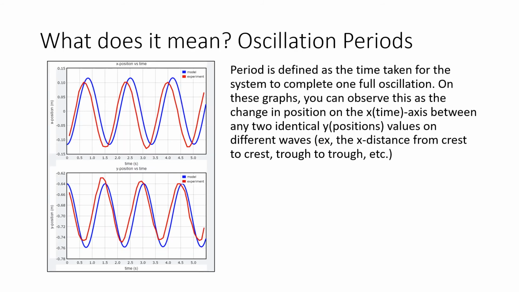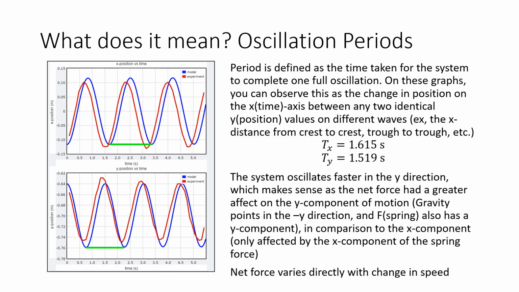And then what does it mean for oscillation periods? A period is the time taken for the system to complete one full oscillation. You can see this as the time taken for a change in position between any two identical Y positions on a different wave. So any of these positions would be calculated as the period. Specifically, we concluded that the system oscillated faster in the y direction, which made sense because the net force had a greater effect on the y component of motion in comparison to the x component, which is only affected by the x component of the spring force.